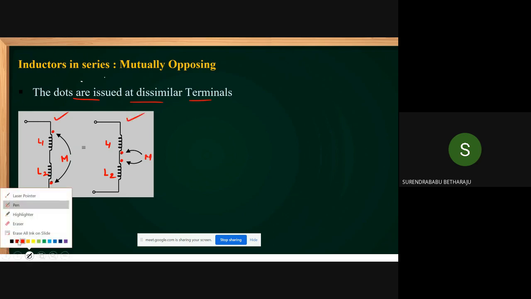Even you can analyze according to current direction also. In two coils, if the current enters at one dot and leaves at another dot, then it is mutually opposing. Let the mutual inductance between these two coils be M. Even the mutual inductance between these two, these two connections are the same. This is also mutually opposing. Then what is the L equivalent, students?